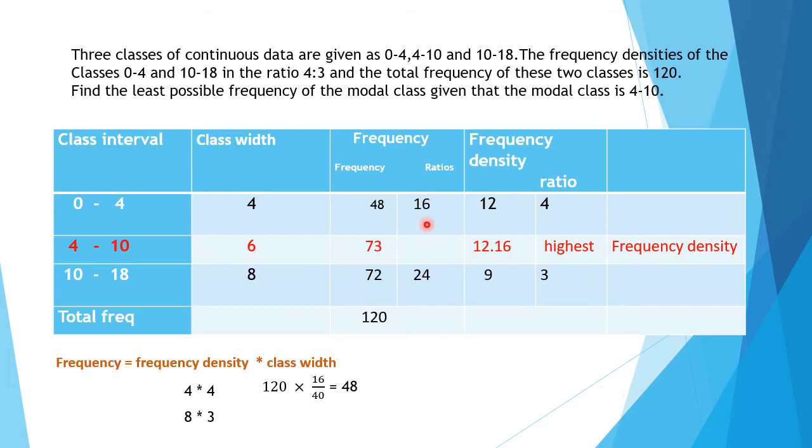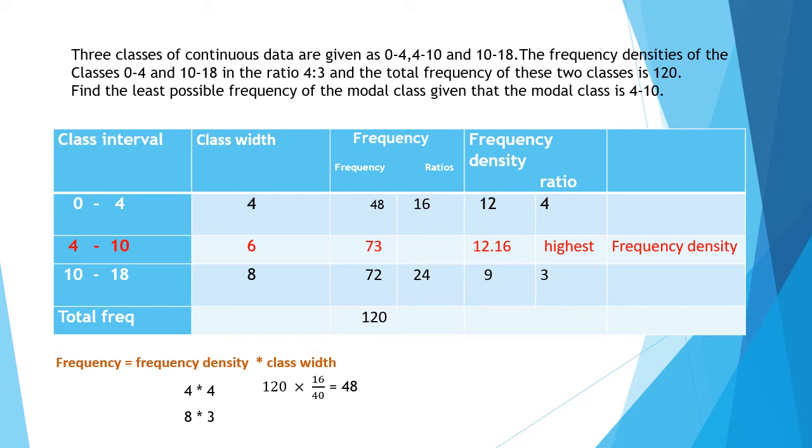Now, you know that 16 and 24 are not the actual frequencies, they are the ratios of the frequencies, because we didn't take the actual frequency density, as we don't know it. What we know is only the ratio of the frequency densities. I multiplied the frequency density by the class width and worked out the frequency, but it is still only a ratio.